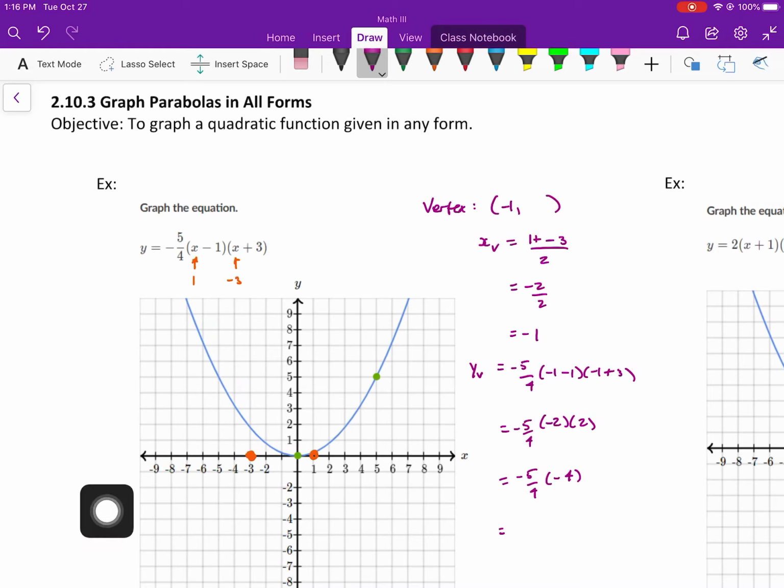You can think of it this way. -5 times -4 is +20. Divided by 4 is also +5. Couple ways you can think about that. Either way, they're still going to result in 5. -1 and 5 will be our vertex. So that's where you'll move that vertex point to.